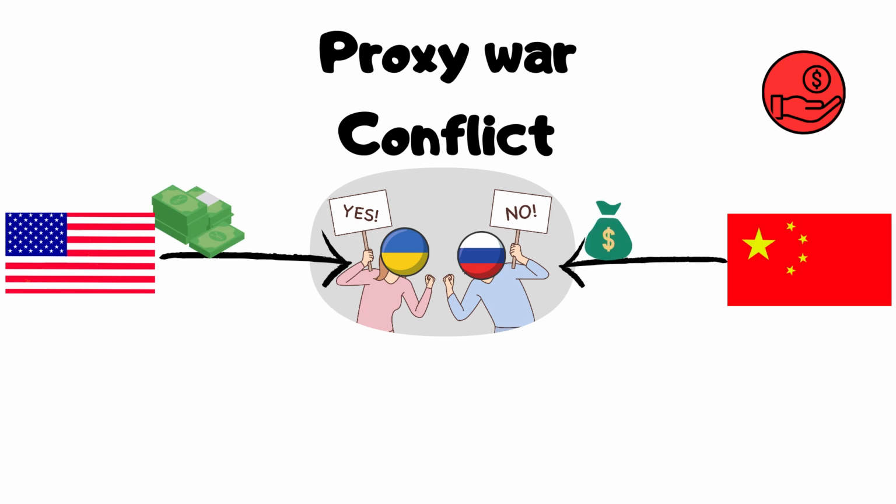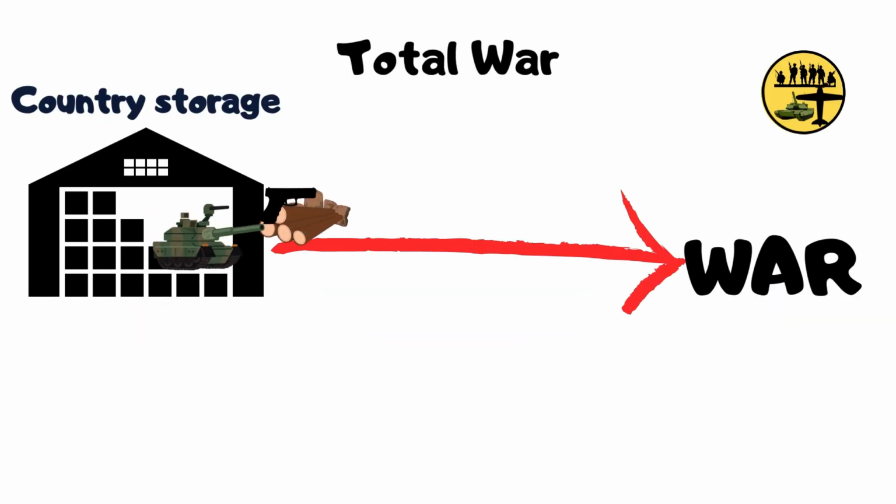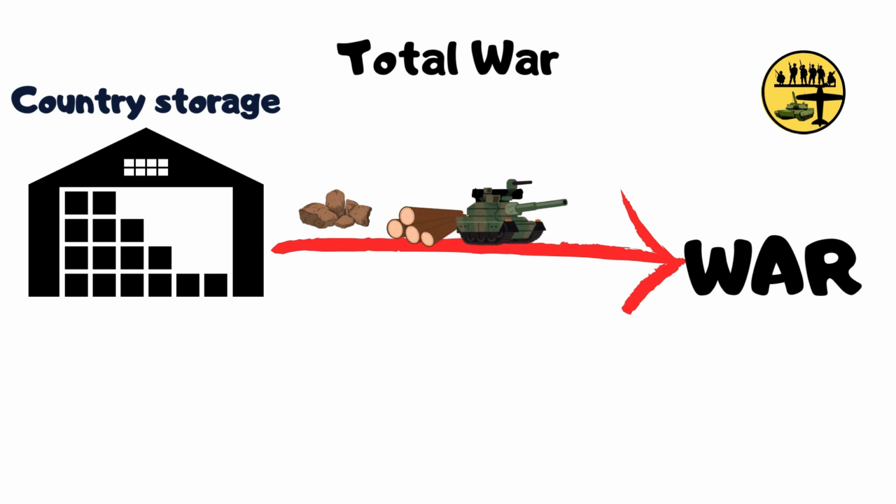Proxy war. A conflict where two opposing countries support combatants with money and weapons that serve their interests instead of waging war directly against each other. The Vietnam War and the Cold War conflicts in various regions are examples of proxy wars. Total war involves complete mobilization of all available resources and population towards the war effort, including civilian resources and infrastructure. World War I and World War II are often cited as examples.